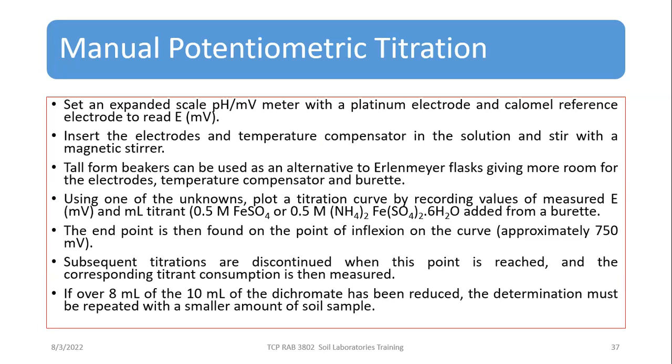The endpoint is then found at the point of inflection on the curve, approximately 750 microvolts. Subsequent titrations are discontinued when this point is reached and the corresponding titrant consumption is then measured. If over 8 mL of the 10 mL of dichromate has been reduced, the determination must be repeated with a smaller amount of soil sample.